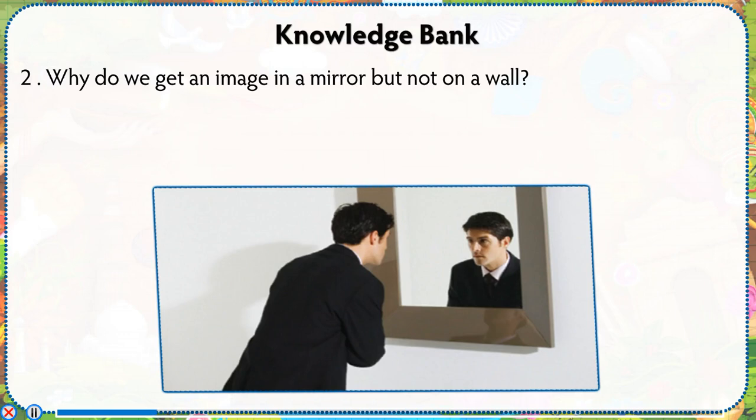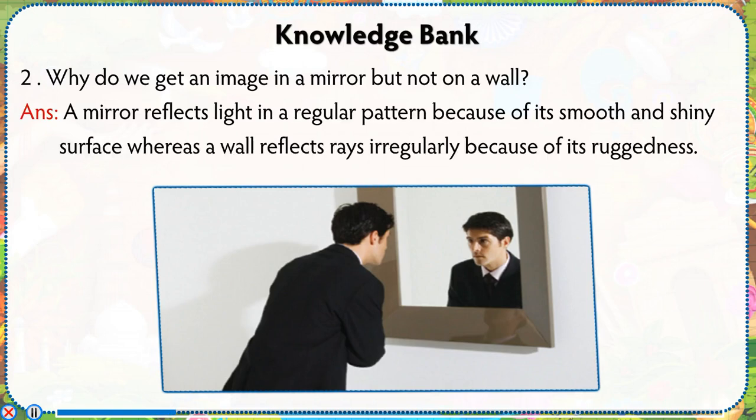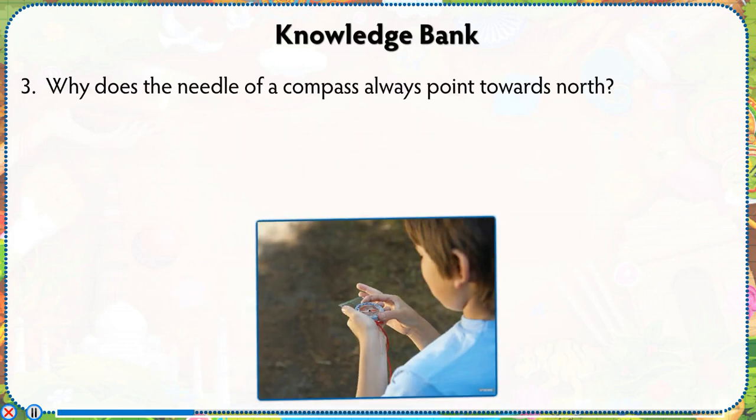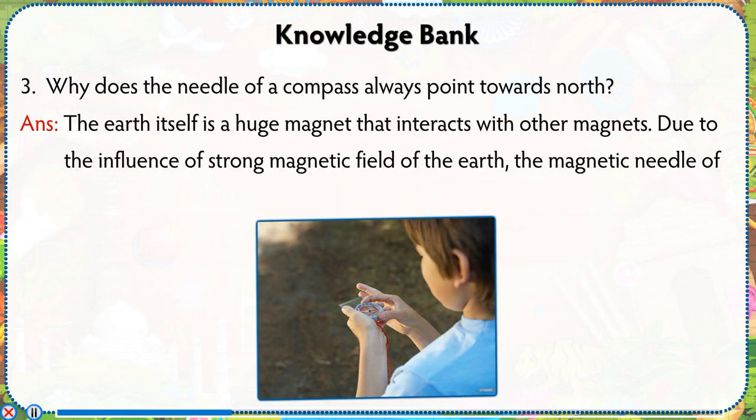Second, why do we get an image in a mirror but not on a wall? Answer. A mirror reflects light in a regular pattern because of its smooth and shiny surface, whereas a wall reflects rays irregularly because of its ruggedness. Third, why does the needle of a compass always point towards north? Answer. The earth itself is a huge magnet that interacts with other magnets. Due to the influence of strong magnetic fields of the earth, the magnetic needle of the compass always points towards north.